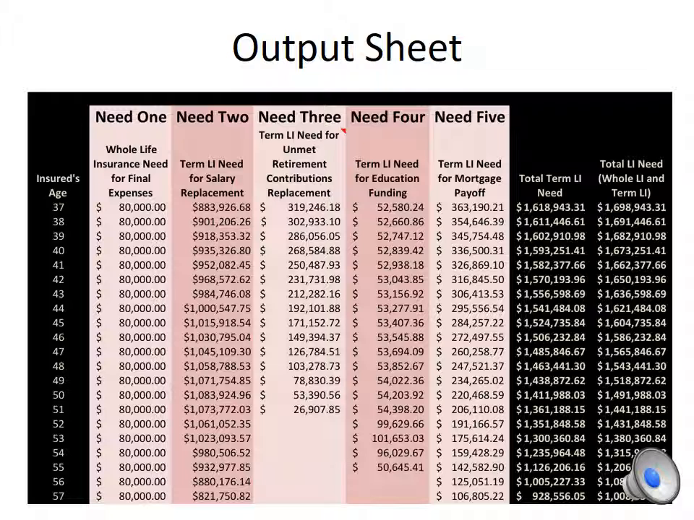Need 4. If the insured were to die today, $52,580.24 is the appropriate amount of life insurance to fully fund her child's 4-year college degree.